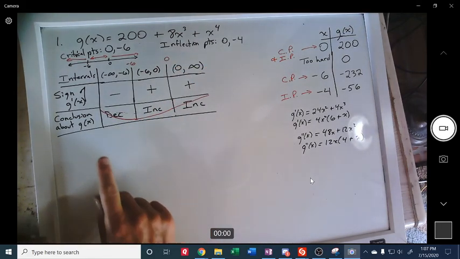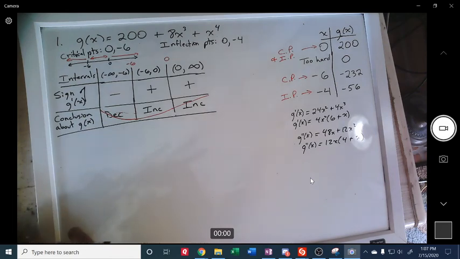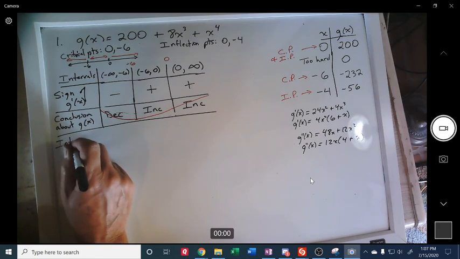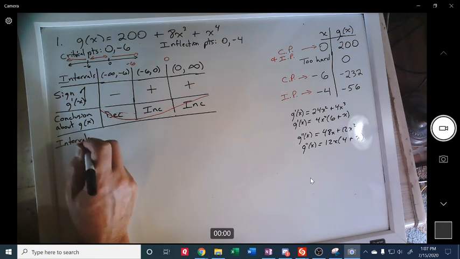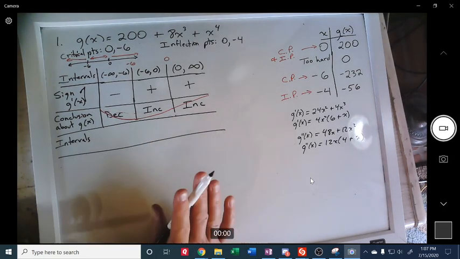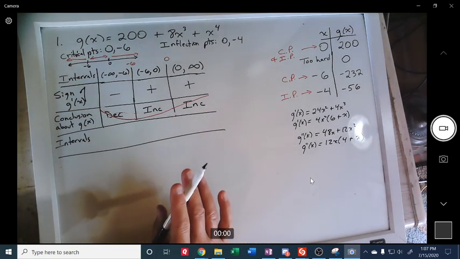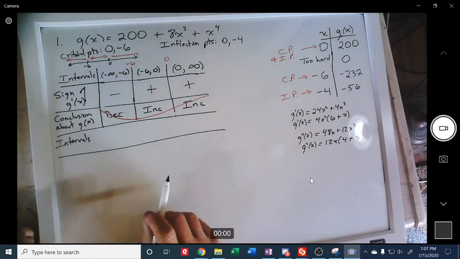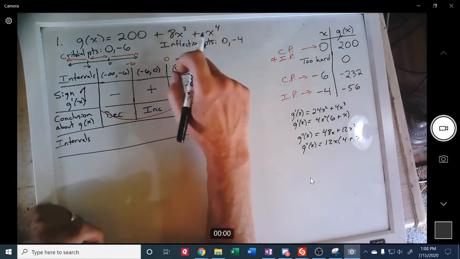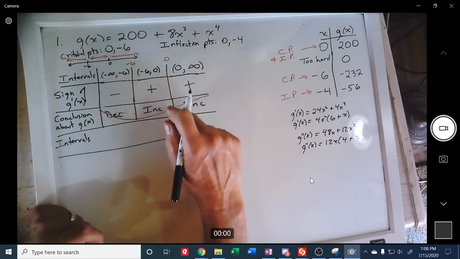I need to make new intervals, and this time it's going to be for concavity, for concave up and concave down. But when I make my new intervals, the separators are going to be 0, but that's the same as I already had, 0 right here.